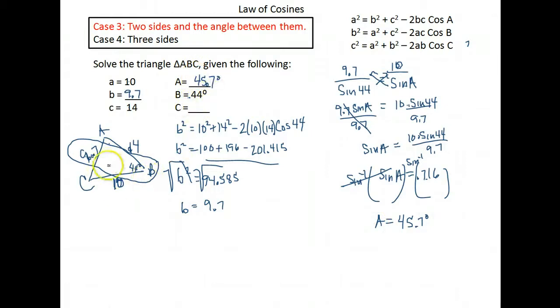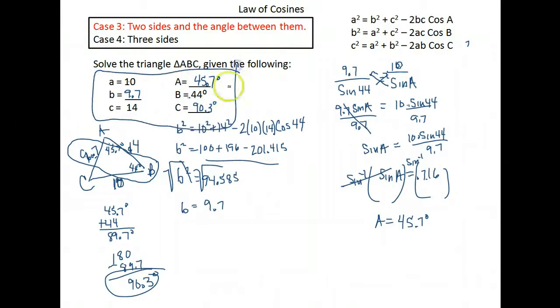And now I don't have to use sine or cosine. I just use the fact that the angles in a triangle always add to be 180. So far I have a 45.7 degree angle and a 44 degree angle. So far I've covered 89.7 degrees in that triangle. If I subtract from 180 what I already have, that will give me what's left over. So angle C is almost a right angle. It's about 90.3 degrees. Okay, so I found all the requested missing parts.